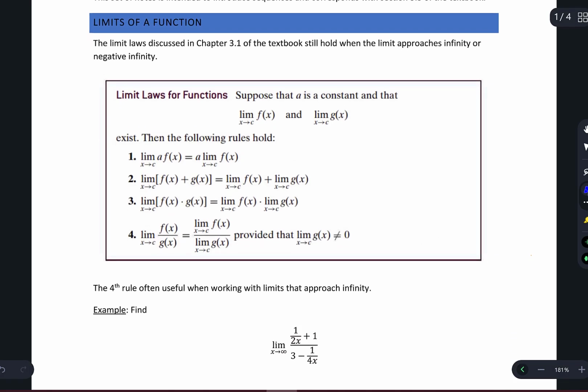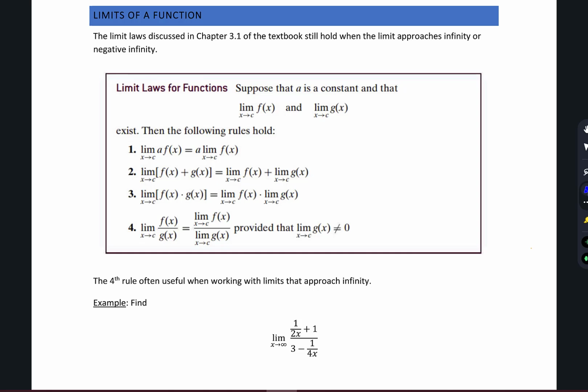In this set of notes, we're going to look at limits at infinity. Previously, in section 3.1 of the textbook, we looked at several different limit rules. And you'll notice that for each of these limit rules, we were looking at when x approached a constant. Well, it ends up that each of these limit rules will also hold if we look at what happens when x approaches infinity. We're going to look at several different examples, and in particular, you'll find that the fourth rule is going to be the most useful when we're looking at limits as x approaches infinity.